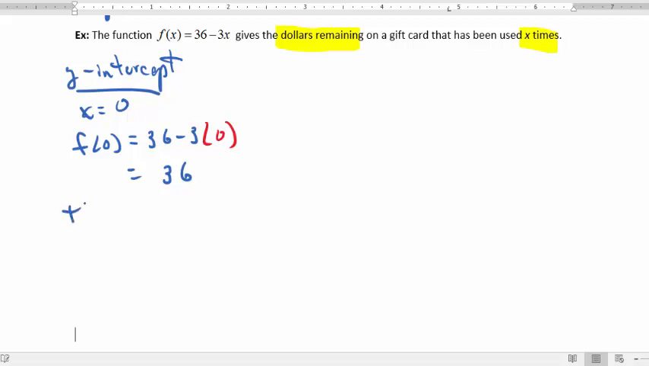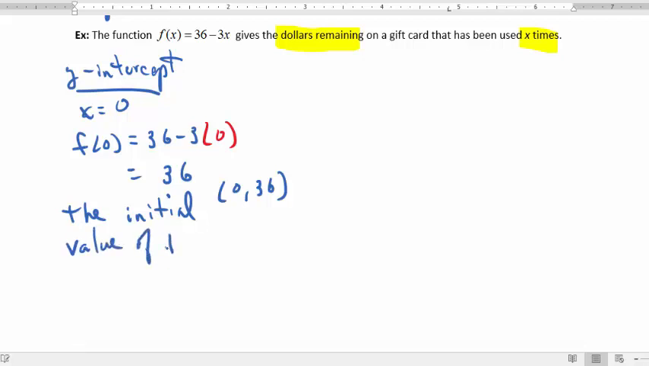So the starting value, well, let me write the point first. Remember we said intercepts are always points, so it's 0, 36. So the starting value of the card is $36, or the initial value. So the initial value of the card is $36. So that was what our y-intercept meant.